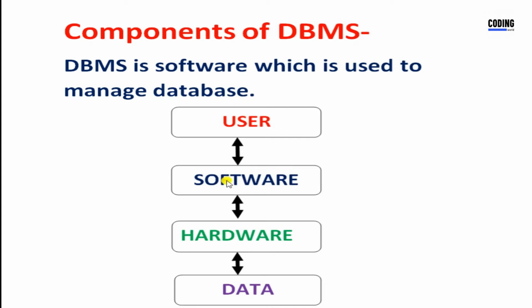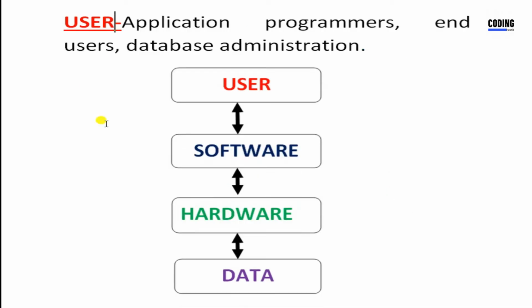So everything will be communicated on this. It means the user wants to communicate with data with the help of software and hardware. Now we will discuss each and every component of database management system. So the first component is user. So what is user here?